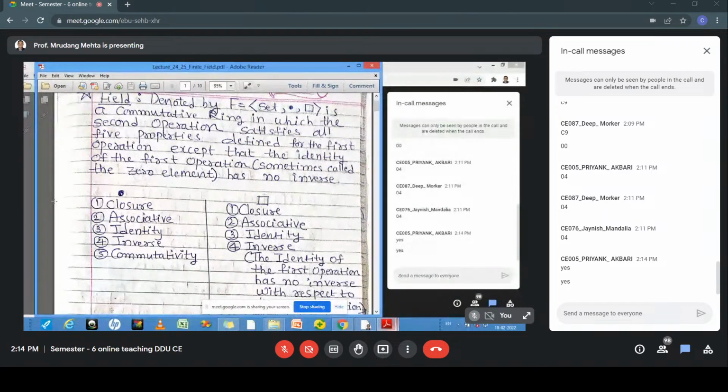Identity means what? If you multiply an element and its inverse, then you get the identity element, right? X multiplied by X inverse is equal to 1.